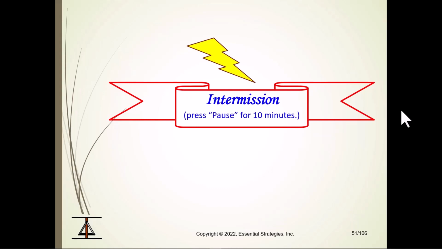It is probably about time to take a break. Press pause, stand up, walk around, do whatever you have to do. Come back and start again.